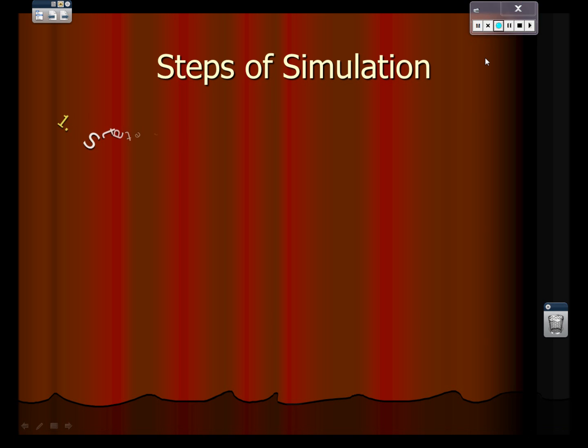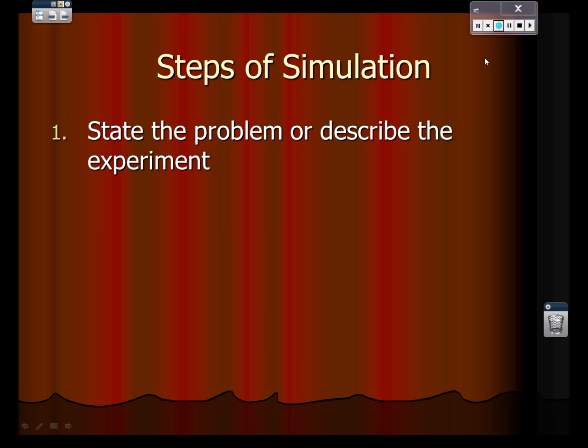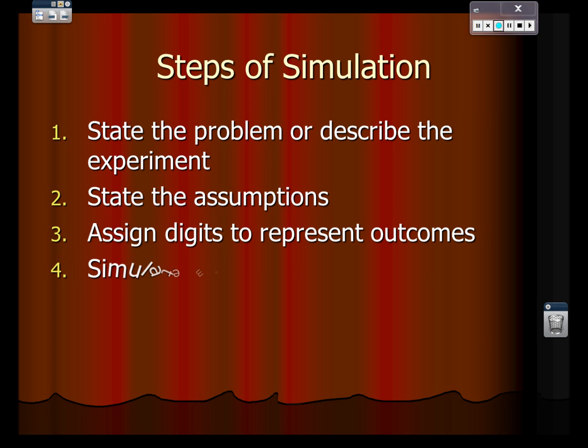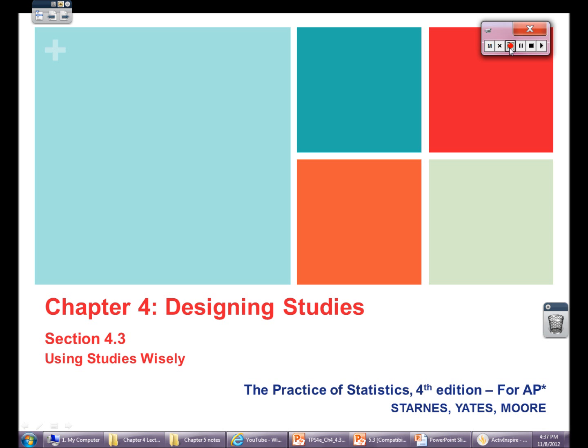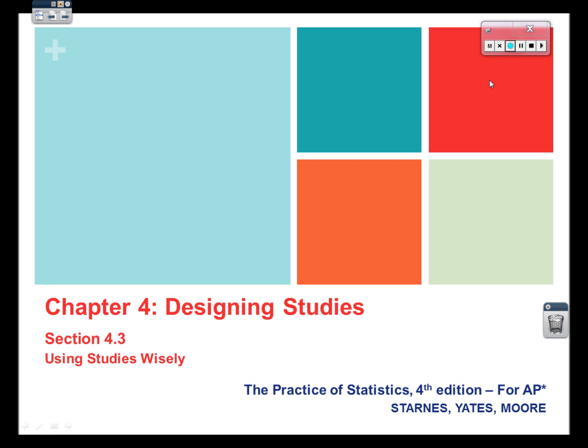Here are the basic steps to simulation. State your problem or describe your experiment. State your assumptions. In most cases, a head or tails or each number is equally likely to occur, and successive digits or successive flips of a coin do not influence the next, thus being independent. Assign digits to represent outcomes, simulate many repetitions, and state your conclusions. That's pretty much it for simulation.